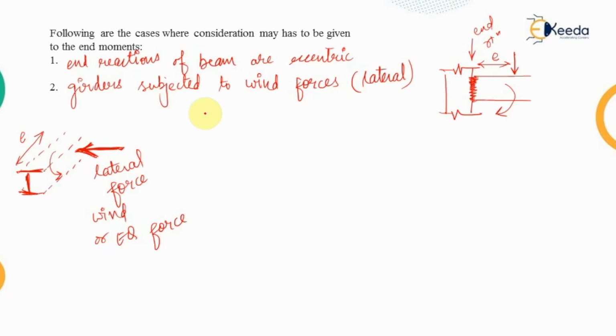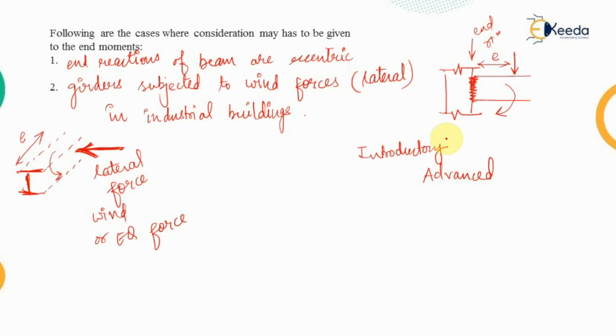So when the girders are subjected to wind forces in case of industrial buildings, then also we need to consider the end moments, and then we need to design the connections as the moment resistant connections. Now the sections that we will be discussing after this, that is the types of different moment resistant connection, are just the introductory part, because this is the advanced steel part that is provided in the master's course. That means in the master of technology or master of engineering, which are the post graduation courses. So we will be looking at only the introductory part.